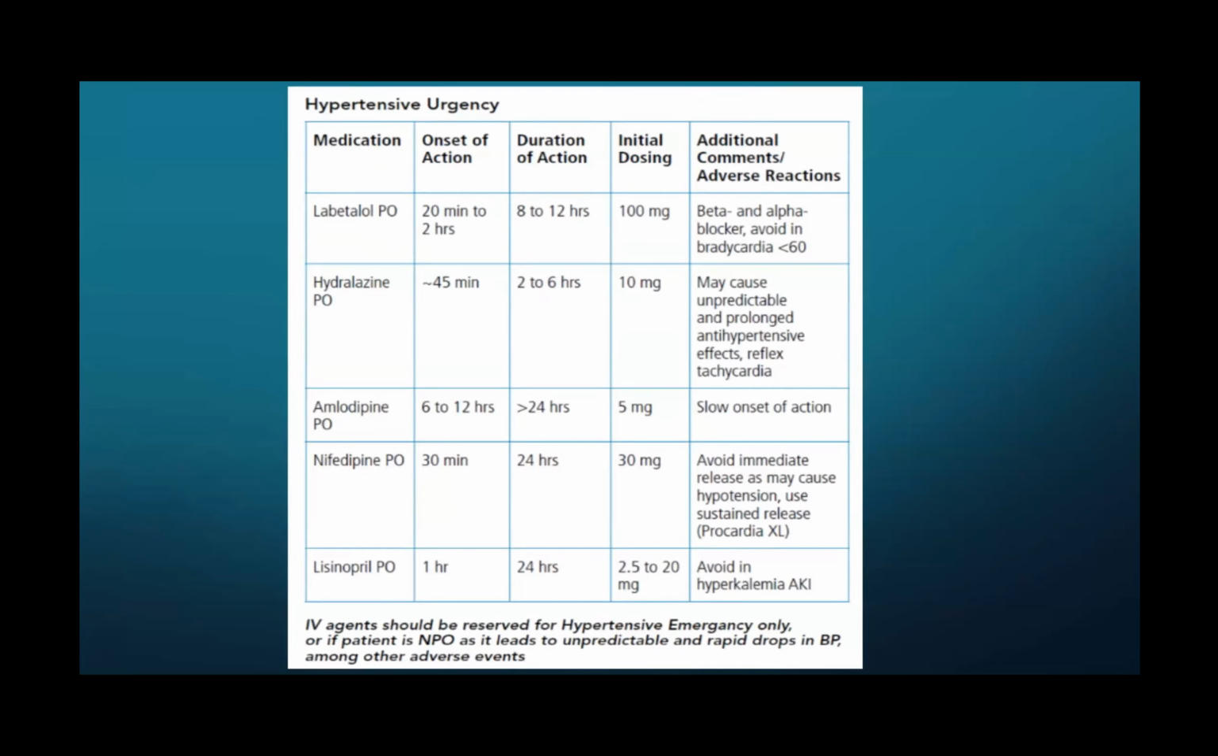So, and again, it's important to know what your onset of action is, right? So if you have a patient with an asymptomatic elevated blood pressure, you can try something like labetalol, you can try something like hydralazine, even lisinopril. And if you actually see, their onset of action is not that bad, it's usually within an hour, and they last for fairly 12 to 24 hours.